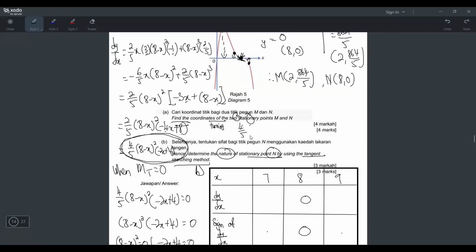But you have to multiply with negative 2x plus 4, and the x is 7. So negative 2 times 7 is negative 14, plus 4 is negative 10. And if you press this in your calculator, you get negative 2 times 4, which is negative 8.